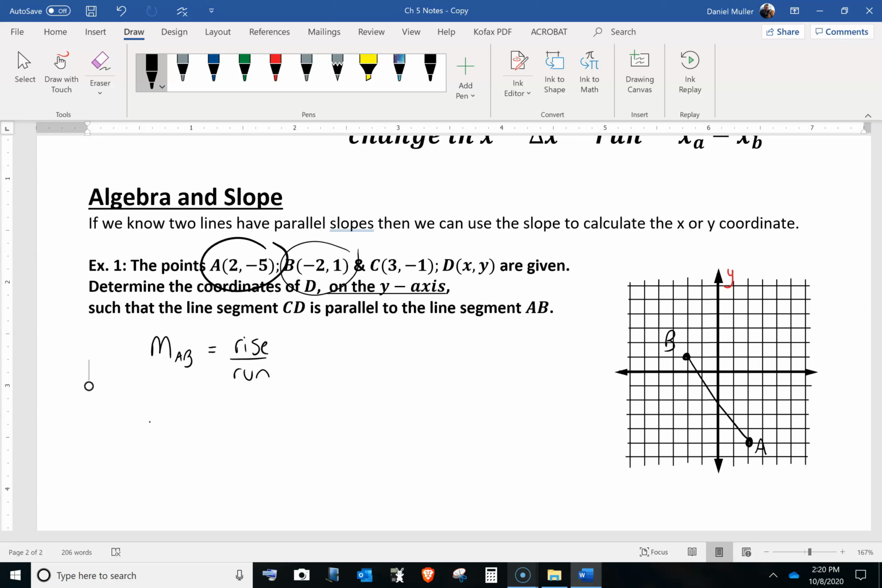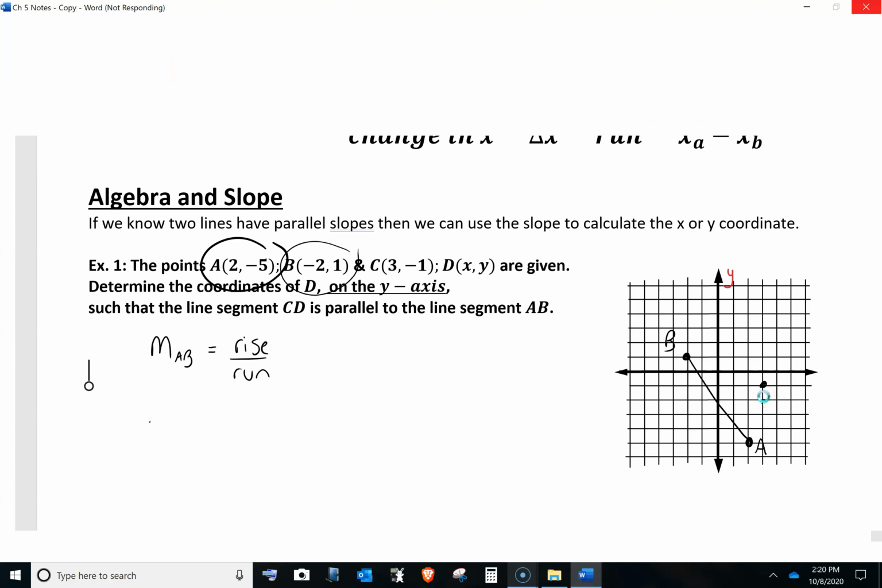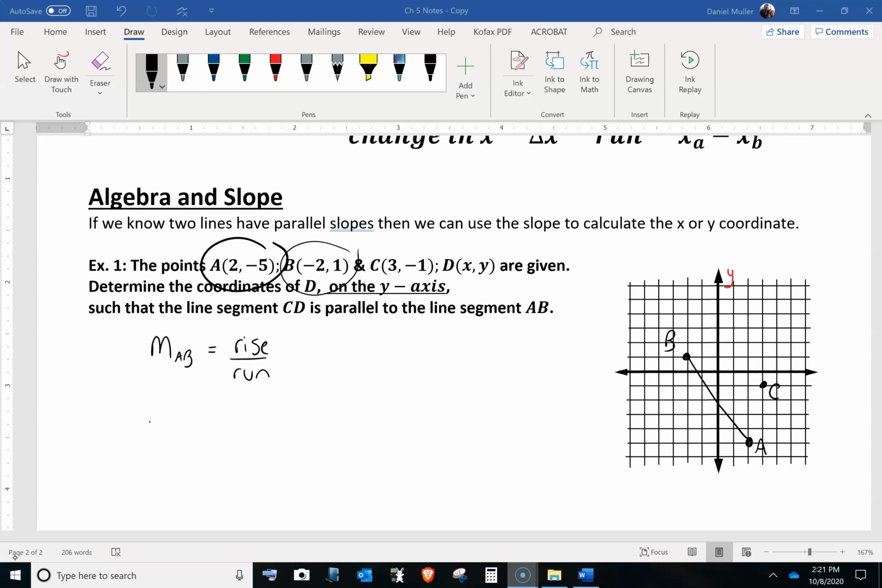Now, lucky for us, we do have C. C is given. Okay, so C is 3 comma 1. So 3 to the right and down 1. That is the program screwing up, but that is C. So there's C, and we need to find D. And we need to make sure that they have the same slope, that this line CD that we're going to make has the same slope as AB. So we need to find the slope of AB.